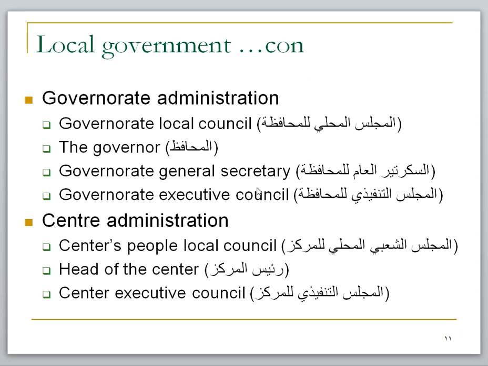Governorate General Secretary, اللي هو السكرتير العام للمحافظة، Governorate Executive Council اللي هو المجلس التنفيذي للمحافظة. We will see the same structure for the center and then the districts and then the village. The central administration: we have center people local council, المجلس الشعبي المحلي للمركز, which can be mapped here to مجلس محلي المحافظة, رئيس المركز, and the matching one at the governorate level is المحافظ, center executive council, المجلس التنفيذي للمحافظة.